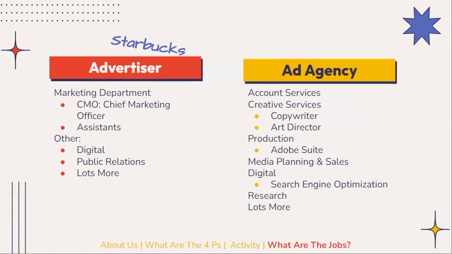On the left side, we have the advertisers. So in our example, that was Starbucks. The advertiser side or client side has an internal marketing department that includes all the C-suite. So the chief marketing officer, the CFO, the CEO, all the officers, all the assistants. And then they also have internal departments like the digital department or the public relations department. So you can find a role in those departments and those teams inside a company that you might like. But also you have the ad agency or advertising agency side that includes account services.